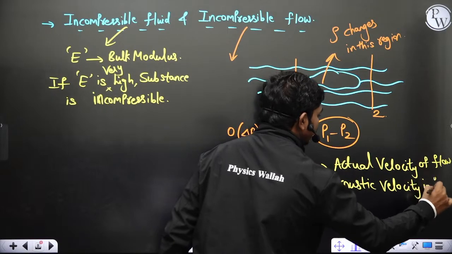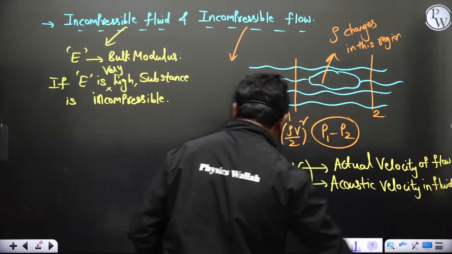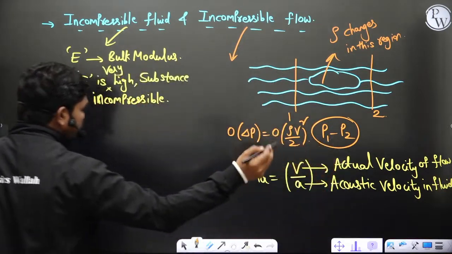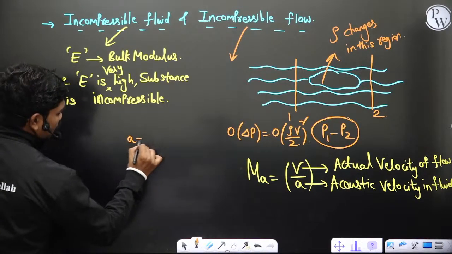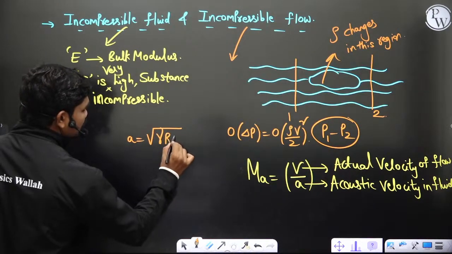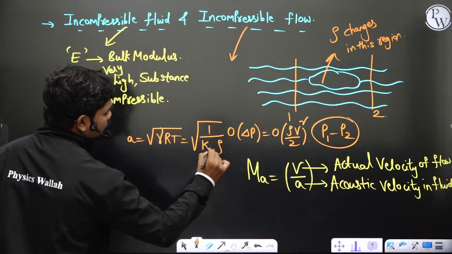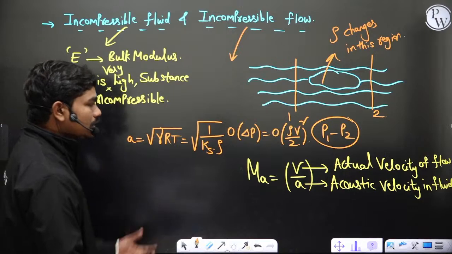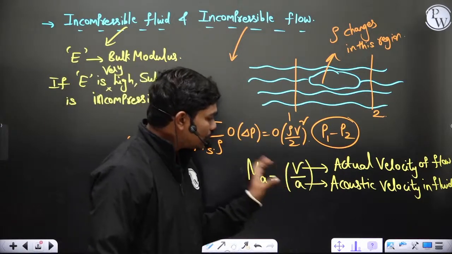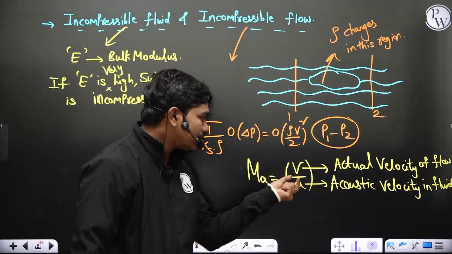Acoustic velocity in fluids. I think you have definitely been taught in thermodynamic relations that acoustic velocity is equal to root gamma RT, or this is also given by 1 by K times isentropic compressibility into density. So we have certain expressions like this. Using all this bit of thermodynamics, we can get the Mach number.